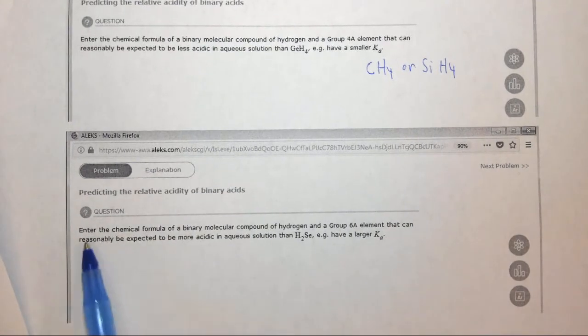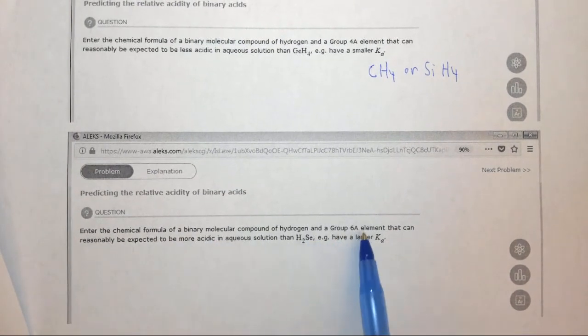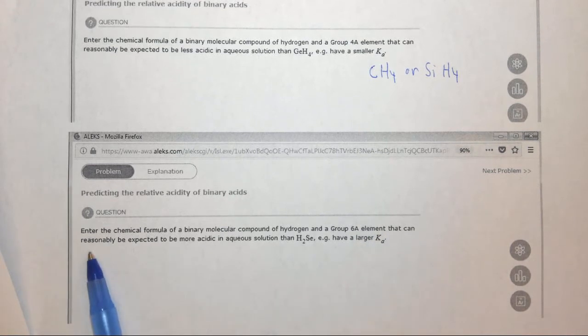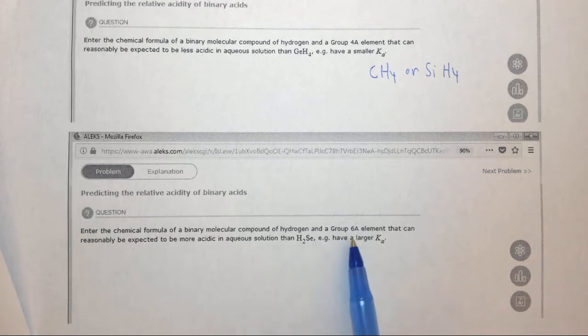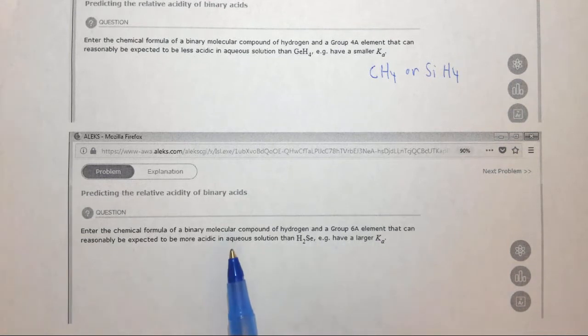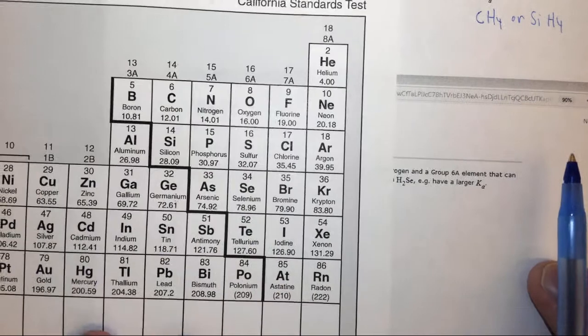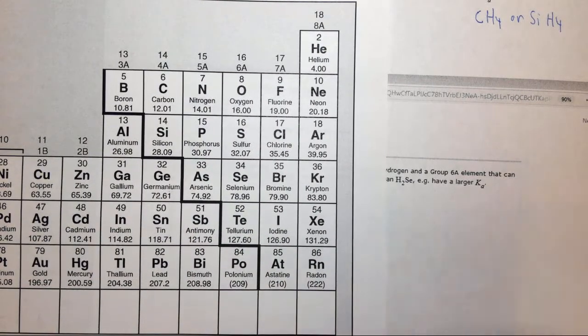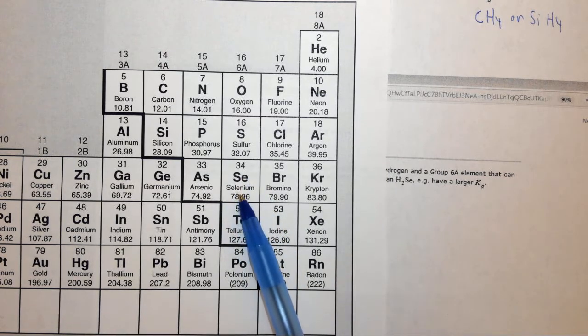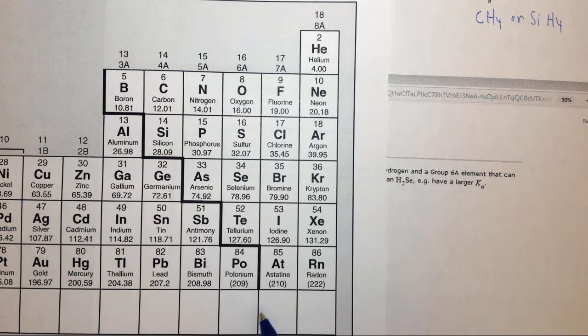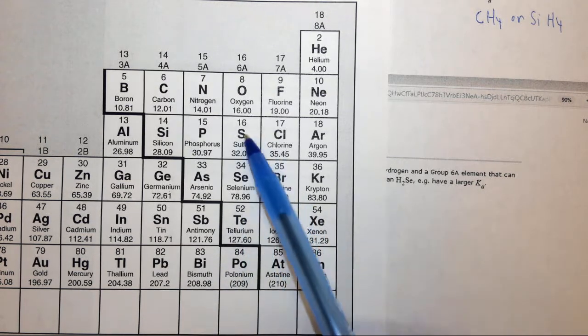It says, enter the chemical formula of a binary compound of hydrogen and a 6A element that can reasonably be expected to be more acidic in aqueous solution than H2Se, i.e. have a larger Ka. Well, let's look at the 6A elements, and again we're comparing to H2Se. So if we look in 6A, we have selenium here. So the question becomes, is it sulfur or oxygen, or is it tellurium? Polonium is kind of a man-made element, so we're going to skip that one. So basically, we want to know, is it tellurium or sulfur and oxygen?